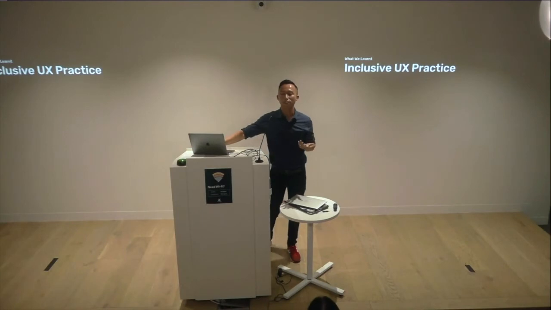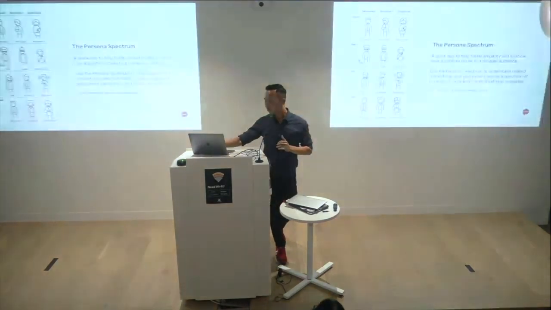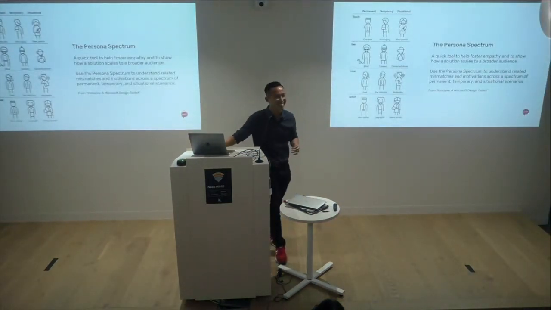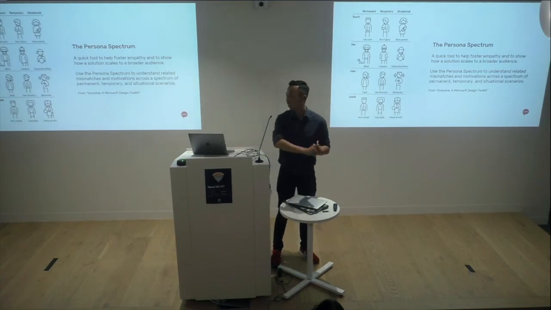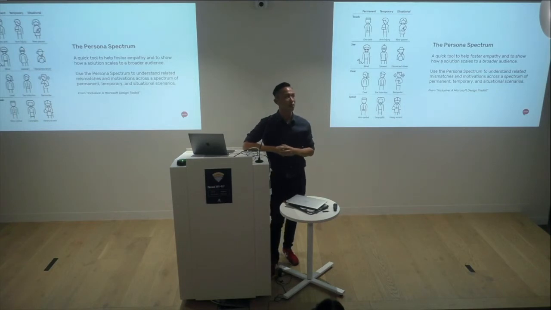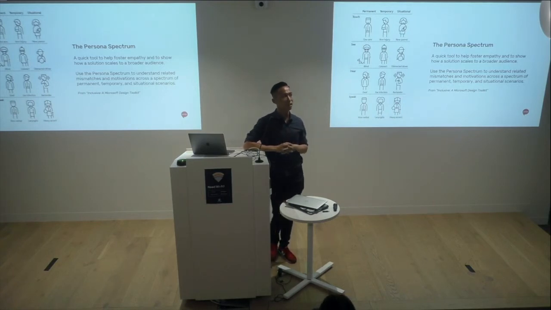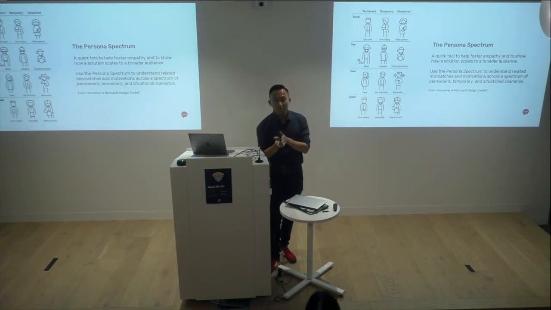So I want to wrap up just a little bit by talking about inclusive UX practice, just as a summary. I like that Adam and I went for the same toolkit, which is the Microsoft Inclusive Design Toolkit. If you know that, it's great. So here's a little explanation from the toolkit itself about what it is. It's called the persona spectrum. So it helps foster empathy to show how a solution scales to a broader audience. So no longer are we talking about a disability. We're talking about a situation or a temporary occurrence.